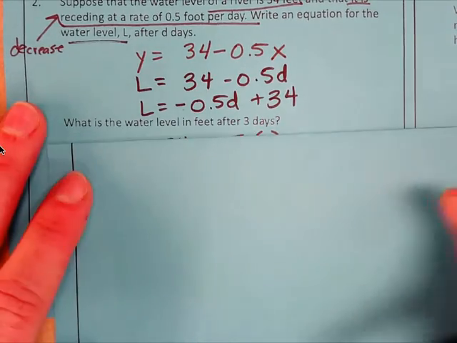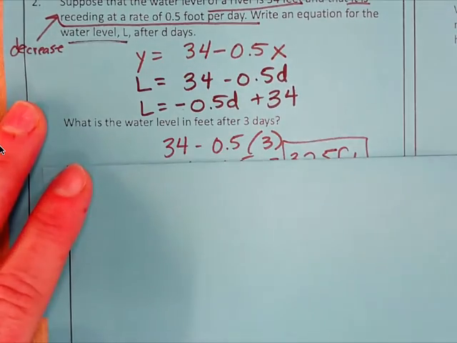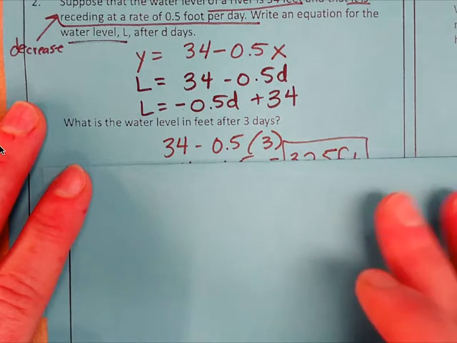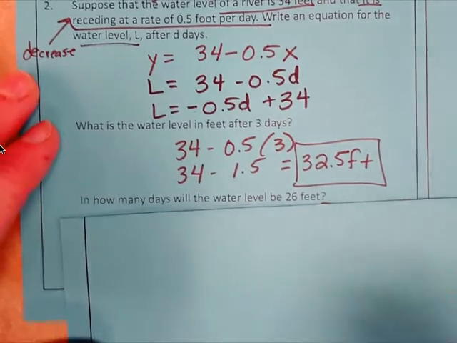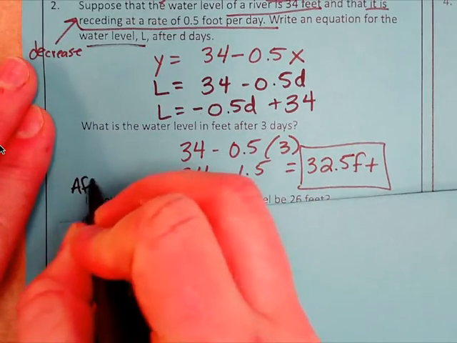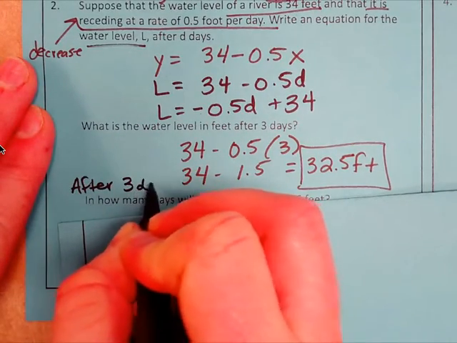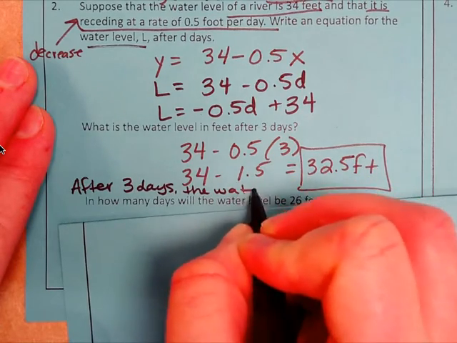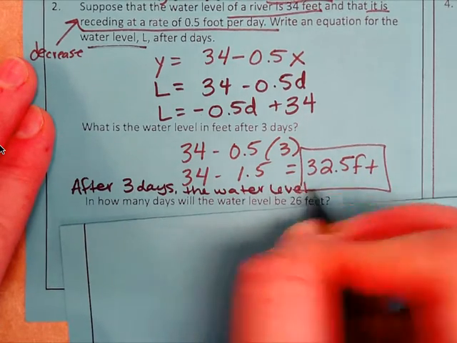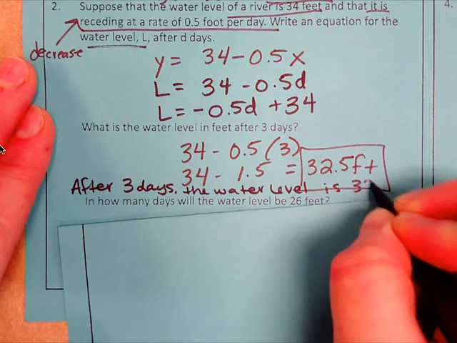What is the water level in feet after 3 days? So we substitute in 3 for D or 3 for X. It comes out to 32.5. So after 3 days, the water level is 32.5.